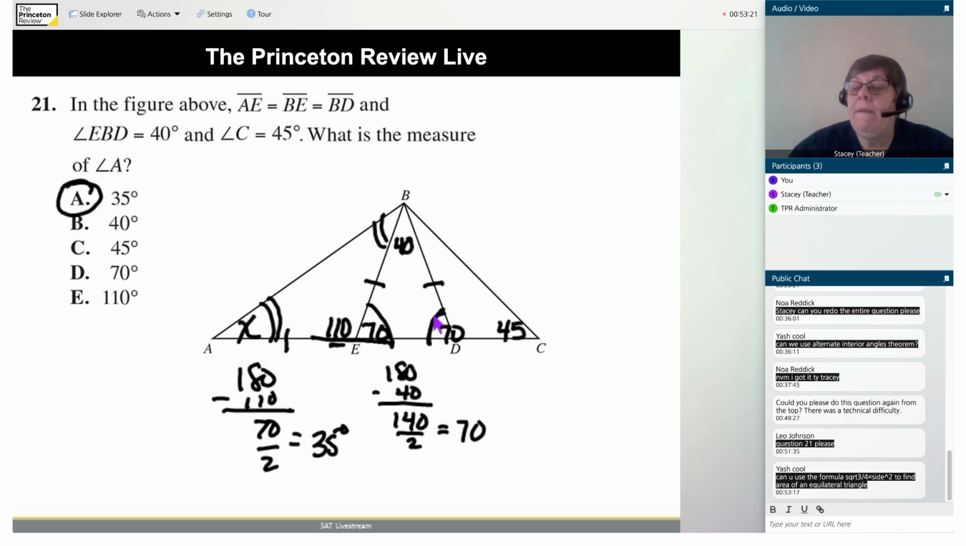Square root 3, side radical 2. Yes, Yash, that will absolutely work. Because what that has is you have in there the half of the side times radical 3 will get the height. So that formula incorporates finding the height, and you don't have to go through the steps. That formula uses it. All right, so yes, that absolutely works.